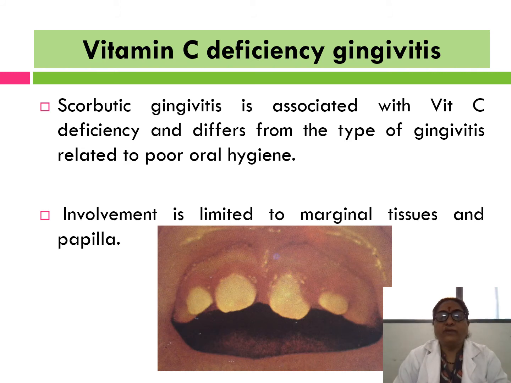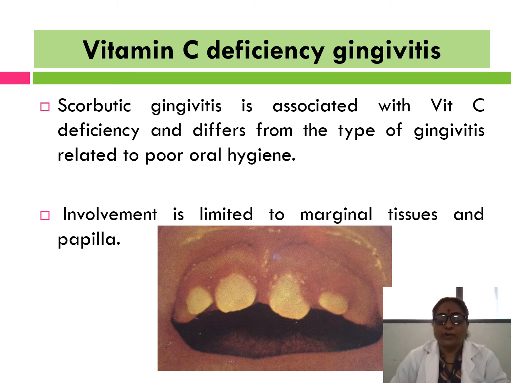Now, vitamin C deficiency gingivitis, which is like scorbutic gingivitis, is associated with vitamin C deficiency, and differs from the usual type of gingivitis, though it is related to poor oral hygiene also. Involvement is limited to the marginal tissue, the papilla. So this vitamin C deficiency gingivitis is usually a supplemental deficiency. You are supposed to provide a diet loaded with vitamin C. It usually involves the marginal gingiva. At the same time, you should take care of oral hygiene well.